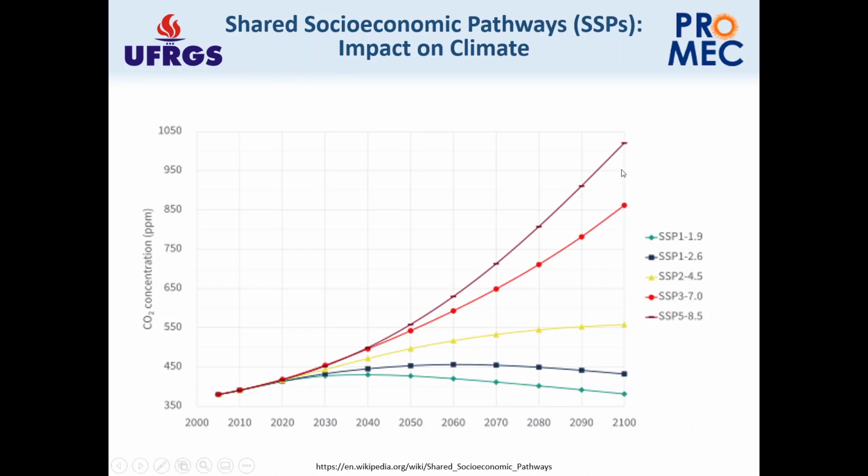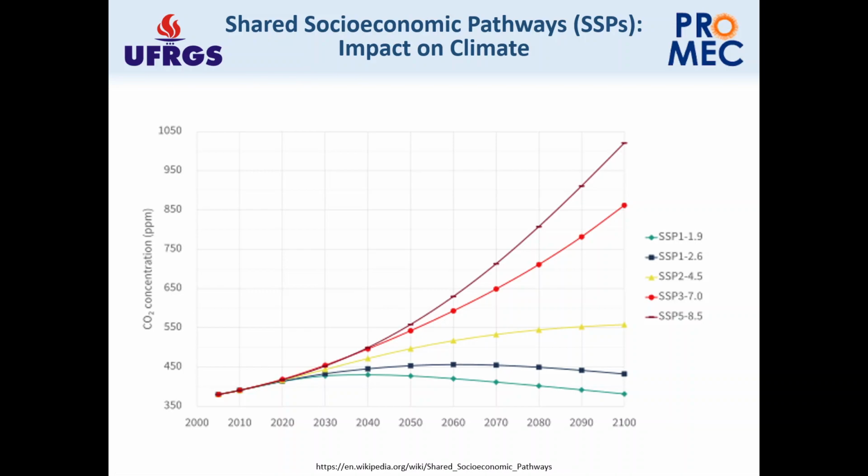Depending on whether we have a war, this is SSP 3. If we're just burning ourselves away, this is SSP 5. CO2 emissions are going to increase rapidly. You have the middle of the way, SSP 2. That's how the CO2 emissions are expected to rise. And then you have the more sustainable alternatives for SSP 1, which are these.